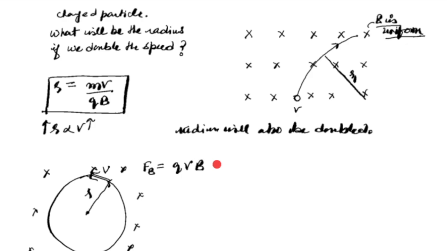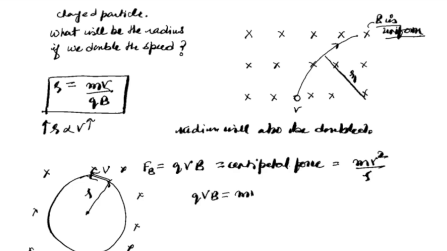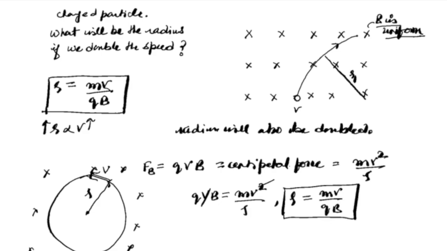Now this must be equal to the centripetal force. That is the central idea of how we are deriving this formula. We have a generic formula for centripetal force, and that is mv square divided by r. So let us equate it. QVB will be equal to mv square divided by r. One v will cancel out here. And now let's solve for r. So I will take r to that side, and then mv will be on this side, qB will go down, right? So this is how we can derive this formula.